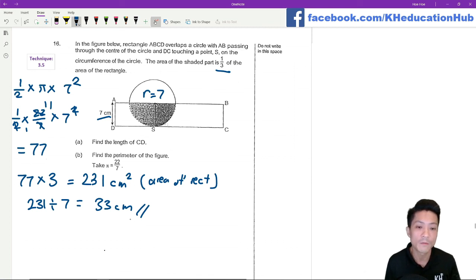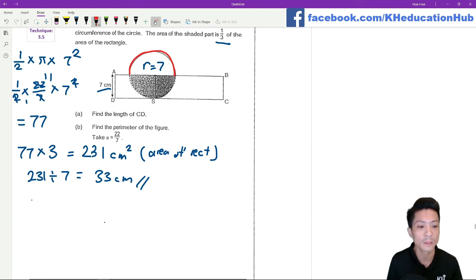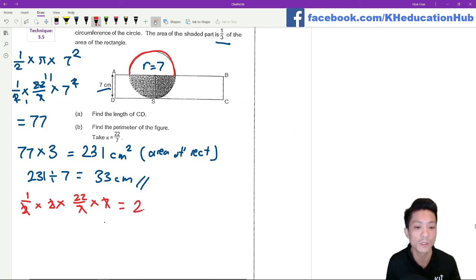Part B, I need to find the perimeter of the figure. I need to find the circumference of this semicircle first. Okay, that would be half times 2 times pi times r. Okay, cancel, which is gonna give me a 22.